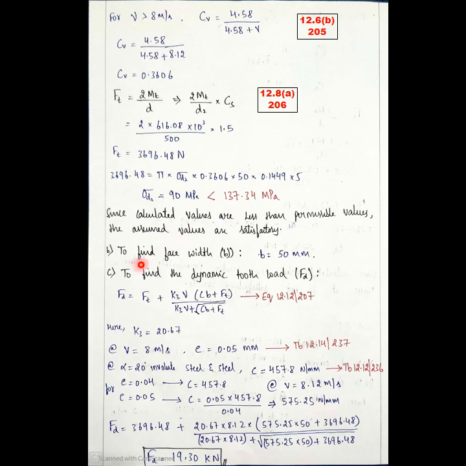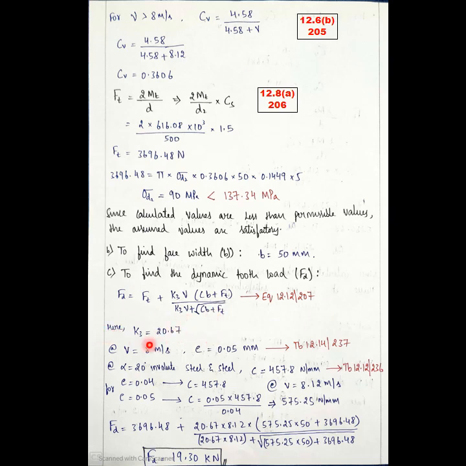Now we shall proceed to find the face width. The face width b was given, you can find it in the previous one, that is m into 10. m is 5, so 5 into 10 is 50. To find the dynamic tooth load, if you go to page number 207, there you will get this formula, the dynamic load Buckingham formula, the equation to determine the maximum dynamic load on the gear tooth. Let's see how to calculate the unknown values from this step.